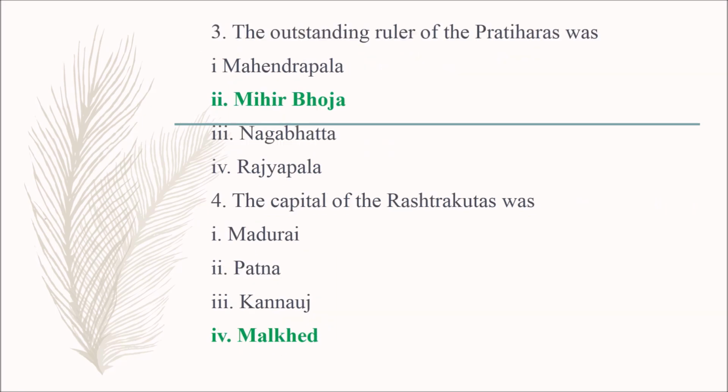Question number 3. The outstanding ruler of the Pradikaras was option 1 Mahendra Bala, option 2 Mihir Bhoja, option 3 Nagabhatta, option 4 Rajabala. So the correct answer is option 2 Mihir Bhoja. Question number 4. The capital of the Rashtrakutas was option 1 Madurai, option 2 Patna, option 3 Kannauj, option 4 Malkhet. So the correct answer is option 4 Malkhet.